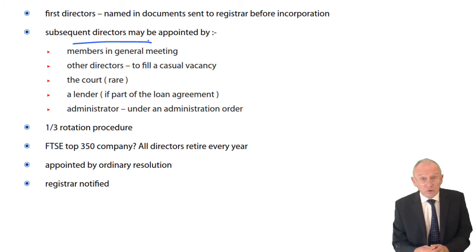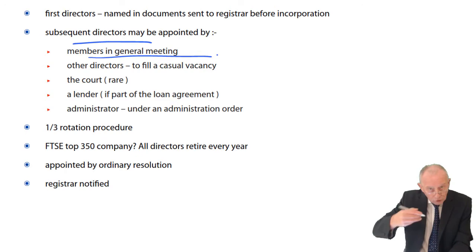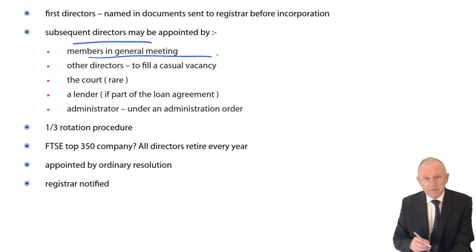So members, that's the big one. That is enormous. Like 95% of the situation would normally be the case when members elect or re-elect in the event of an annual general meeting. But it may be by other directors to fill a casual vacancy between general meetings.